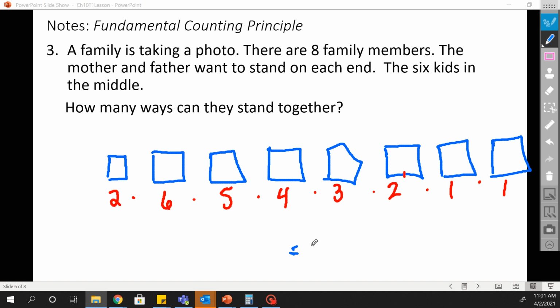So the different number of ways that they could stand together is 2 times 6 times 5 times 4 times 3 times 2 times 1 times 1, which is 1,440.